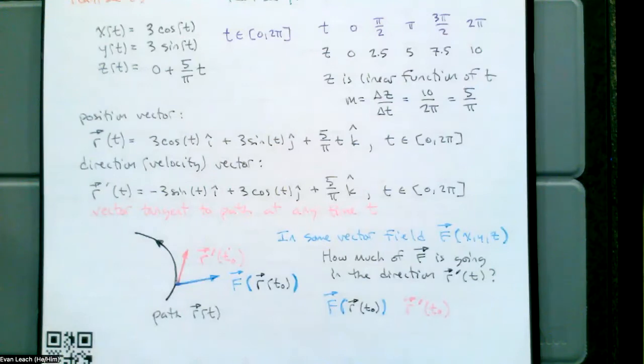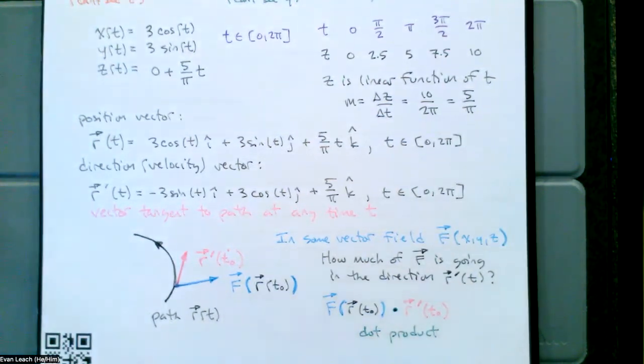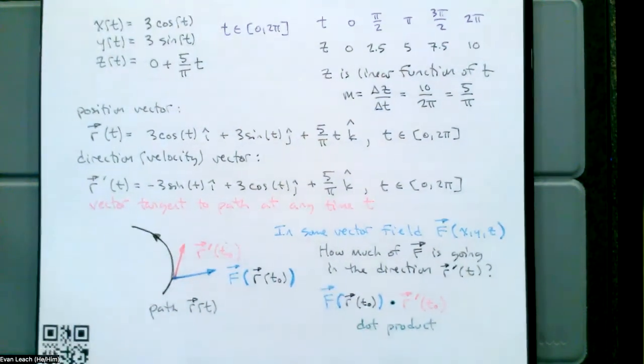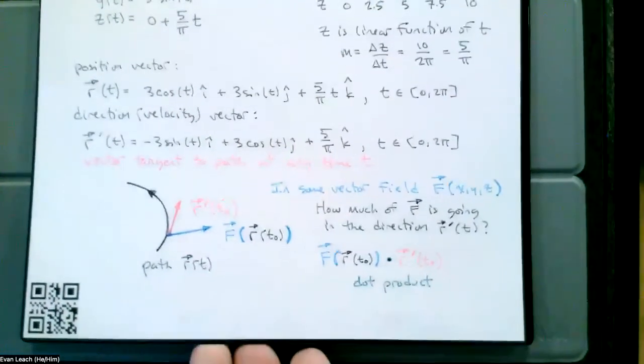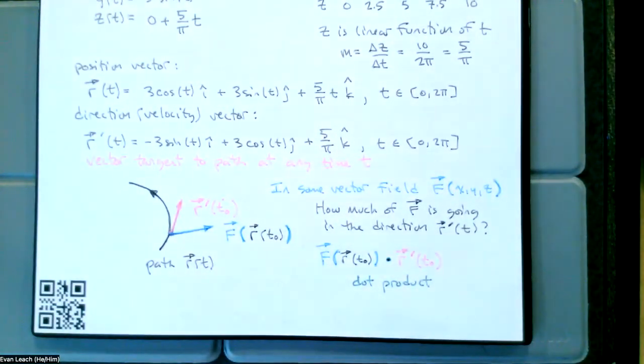So we are multiplying, and we're multiplying with the dot product. How much of one vector is going in the direction of another vector? That is a dot product question. That is what the dot product tells us.